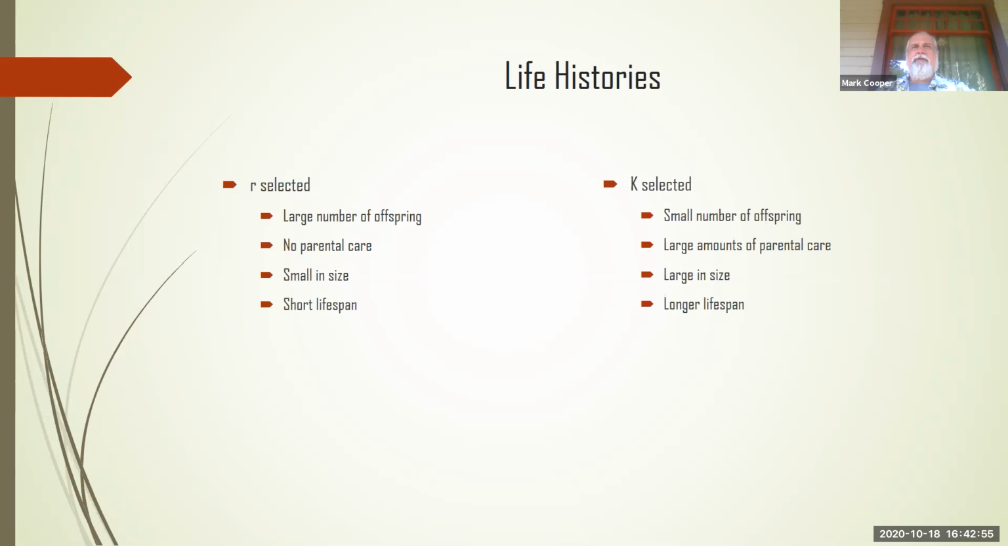Okay, K-selected, on the other hand, is a different choice. K-selected means that you're only going to have a few young, but you're going to put the energy into keeping them alive. They're typically larger in size. You have a bigger investment in them, and they typically have a longer lifespan. And so that would be any large terrestrial mammal. Elephants, lions, tigers, and bears, oh my. Anything, gorillas.